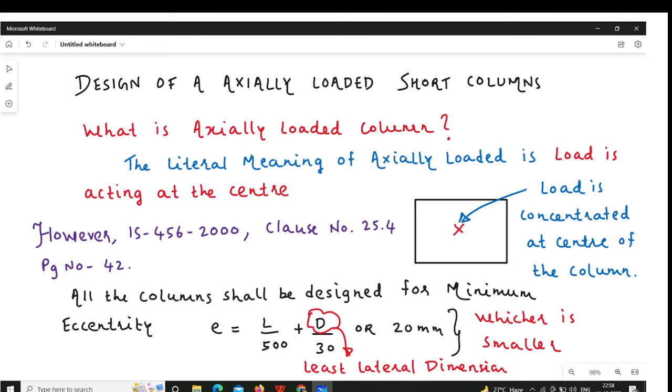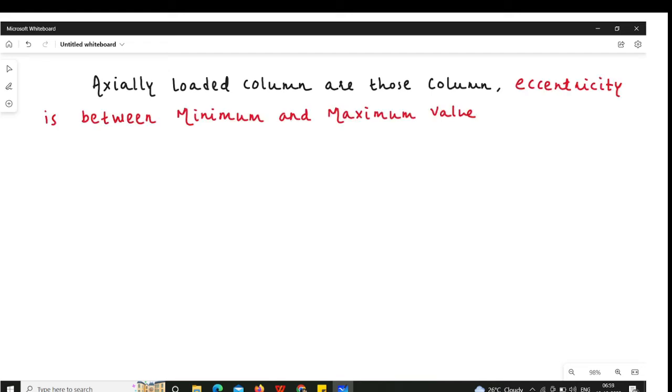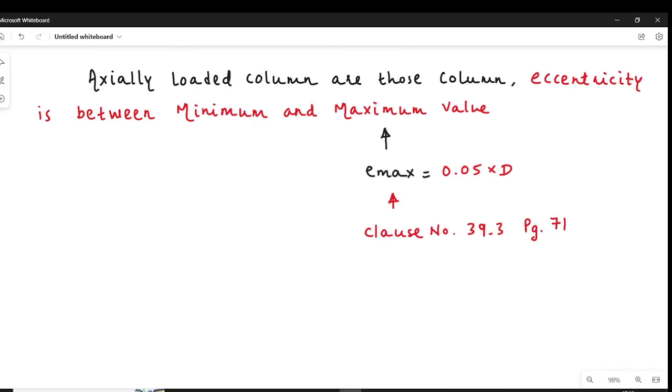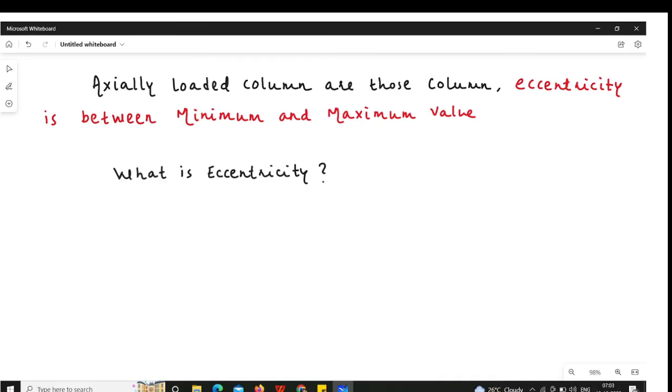Okay. Now what is the axially loaded column? How to define the axially loaded column in this case? The axially loaded columns are those columns wherein the eccentricity, the value of e, is between minimum and maximum. We have seen the minimum value. And what is the maximum? It is also given in IS 456. The maximum value is 0.05 times the least lateral dimension D. It is given in clause number 39.3, page number 71 of IS 456:2000.